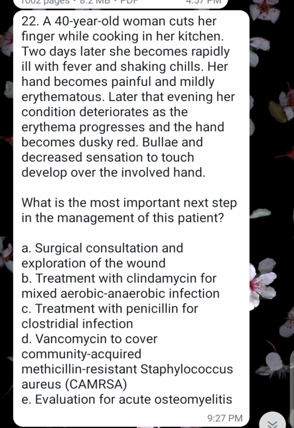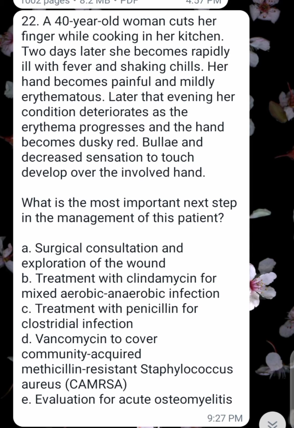So here is the scenario of a 40-year-old woman who cuts her finger while cooking in her kitchen. 2 days later, she becomes rapidly ill with fever and shaking chills. Her hand becomes painful and mildly erythematous. Later that evening, her condition deteriorates as the erythema progresses and the hand becomes dusky red. Bulla and decreased sensation to touch develop over the involved hand.